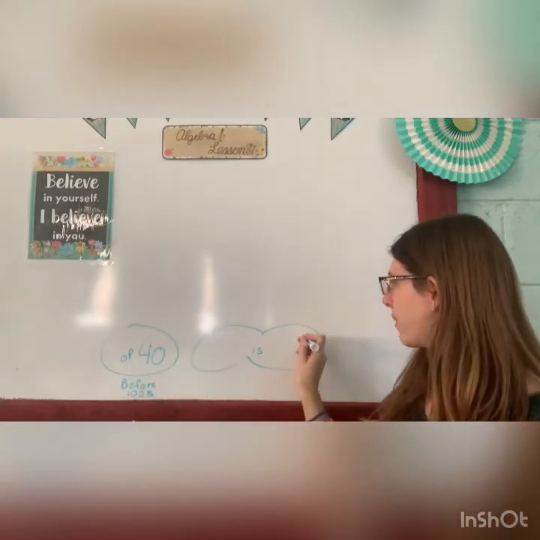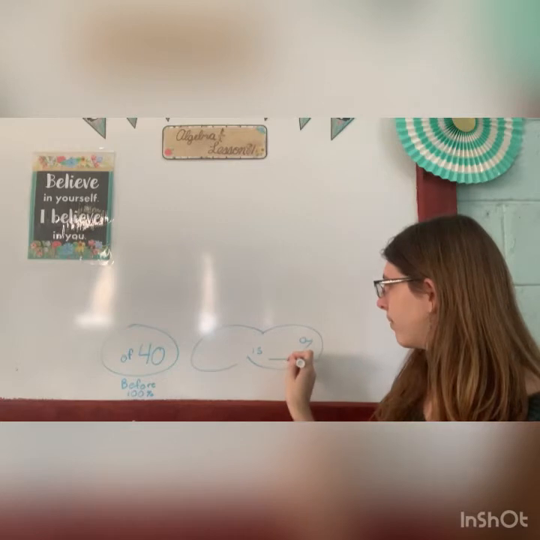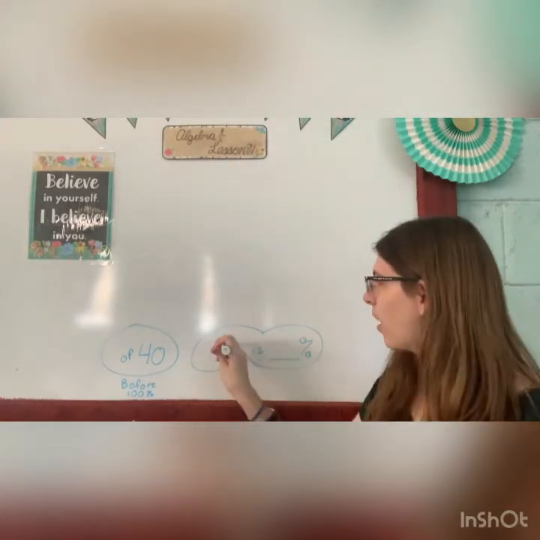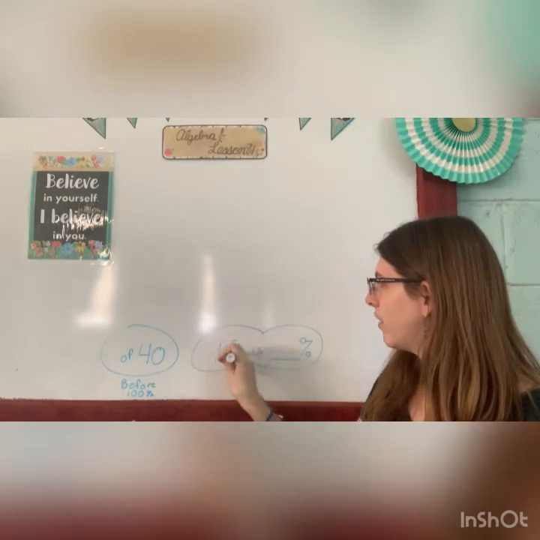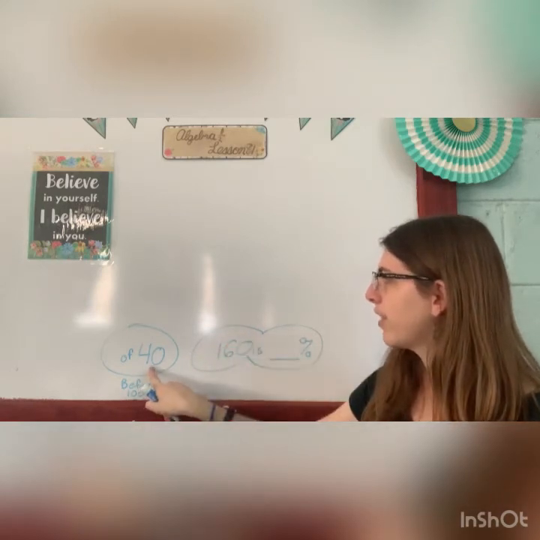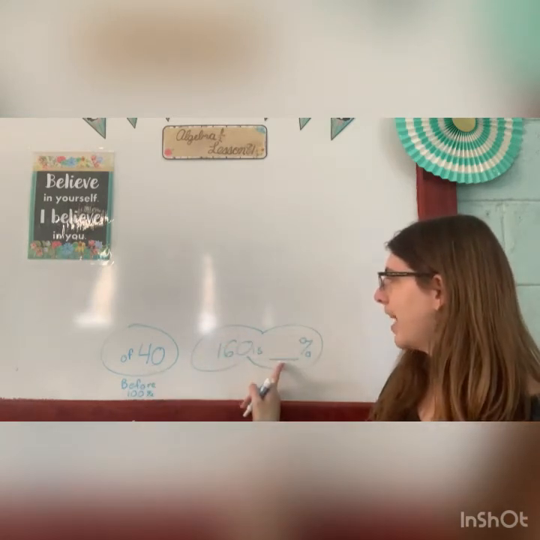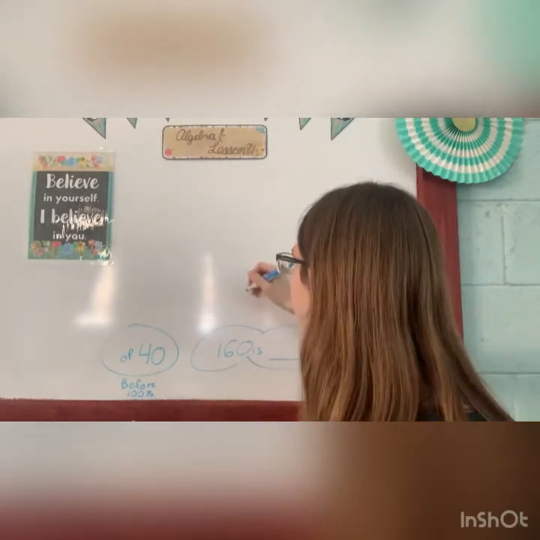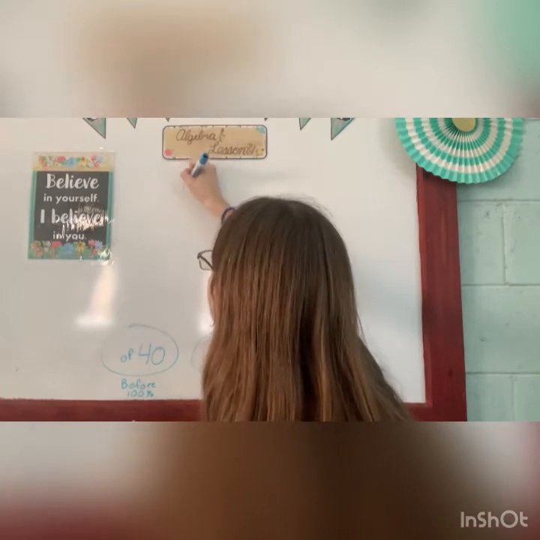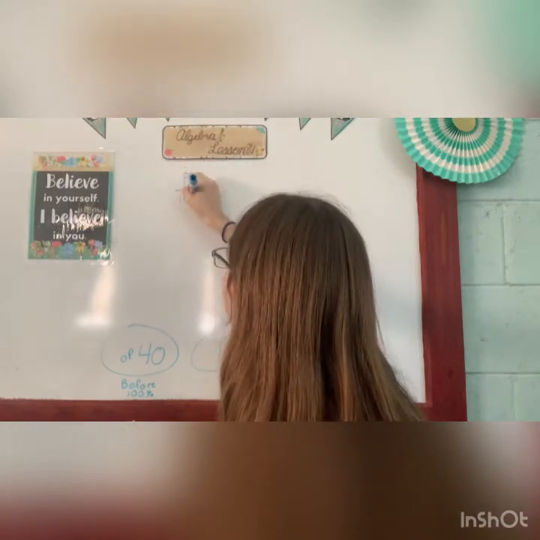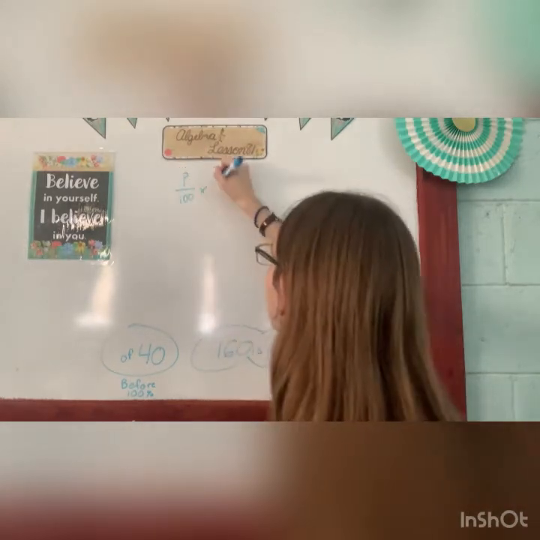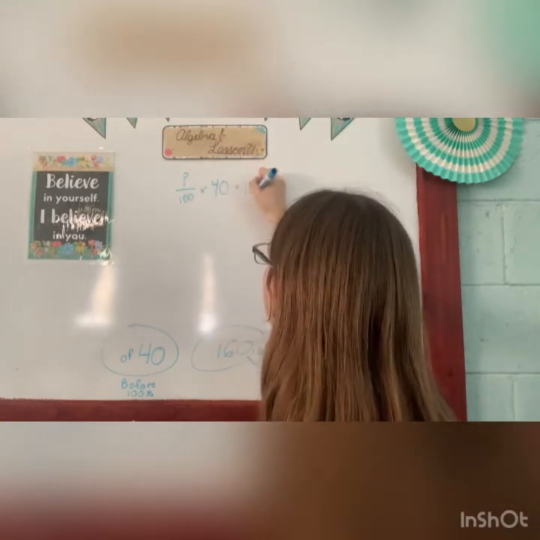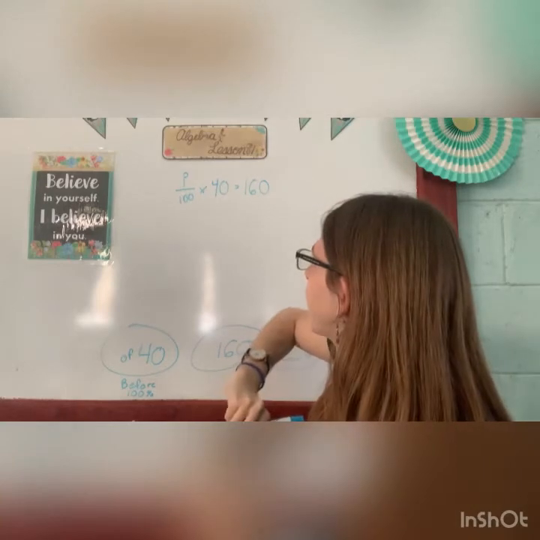I'm looking for the percent. Do I know my is number? Yes, it's 160. So 160, that's greater than 40, so I know my percent has to be greater than 100%. So putting this into my problem, I have P over 100 times my of number, 40, equals my second number, 160.